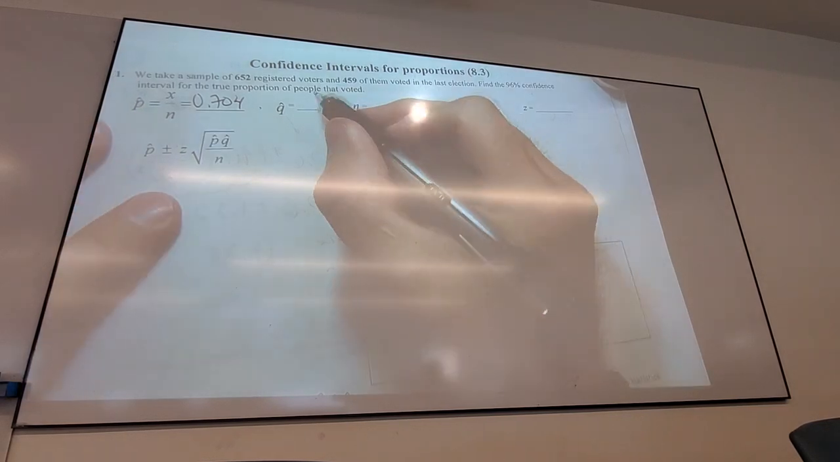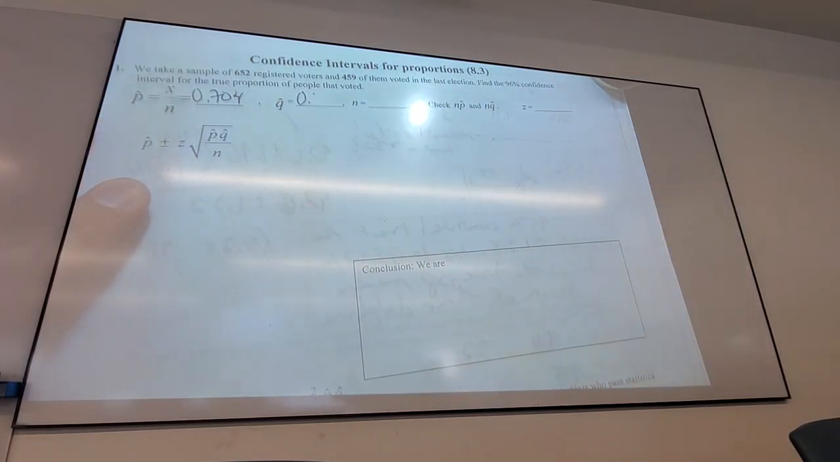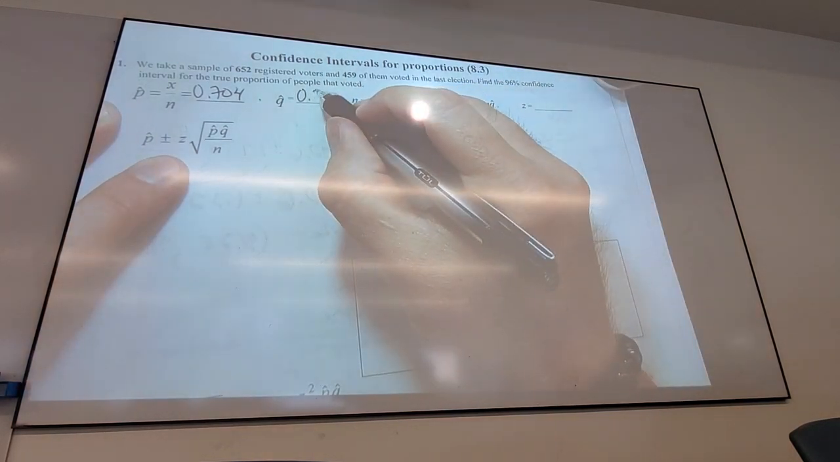What's q hat then? 652 minus... Oh, 1 minus 0.704. Yeah. What you're about to do is fine, but it's more work than you have to do. It's got to be the rest percentage-wise, right? So it'll be 0.296.